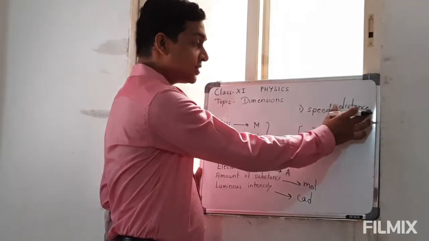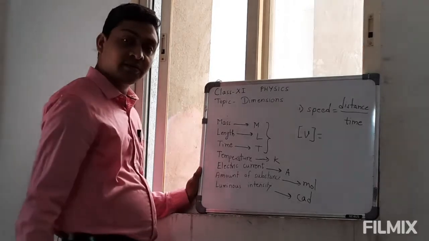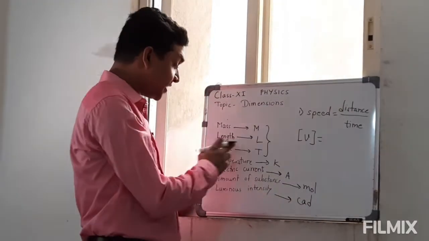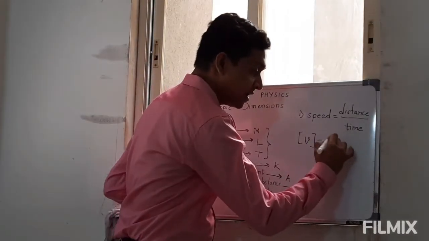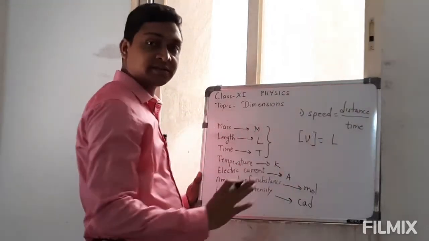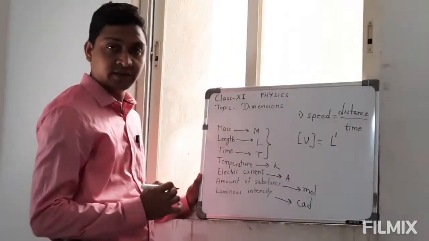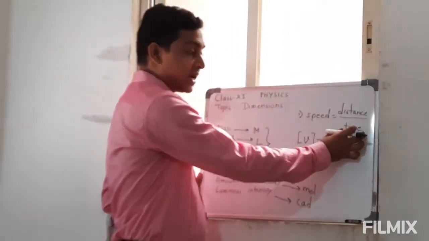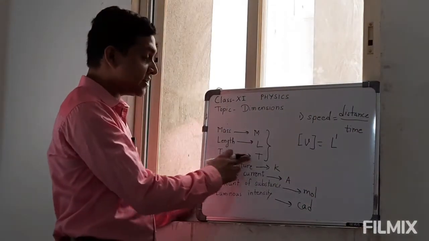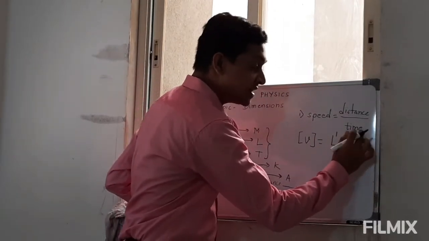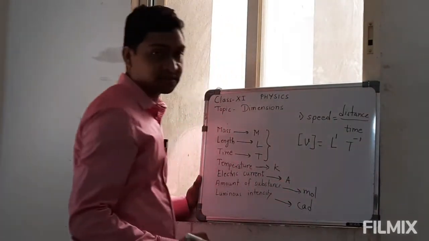Distance is related to mass, length, time, temperature, electric current. We can easily say that distance is related to length, so we use L here. Length is L. Now it is at the numerator side and it doesn't have any power, so its power will be L to the power 1. Next we have time. Time is at the denominator, so it should be T, and when we take the denominator to the numerator, the power becomes -1.